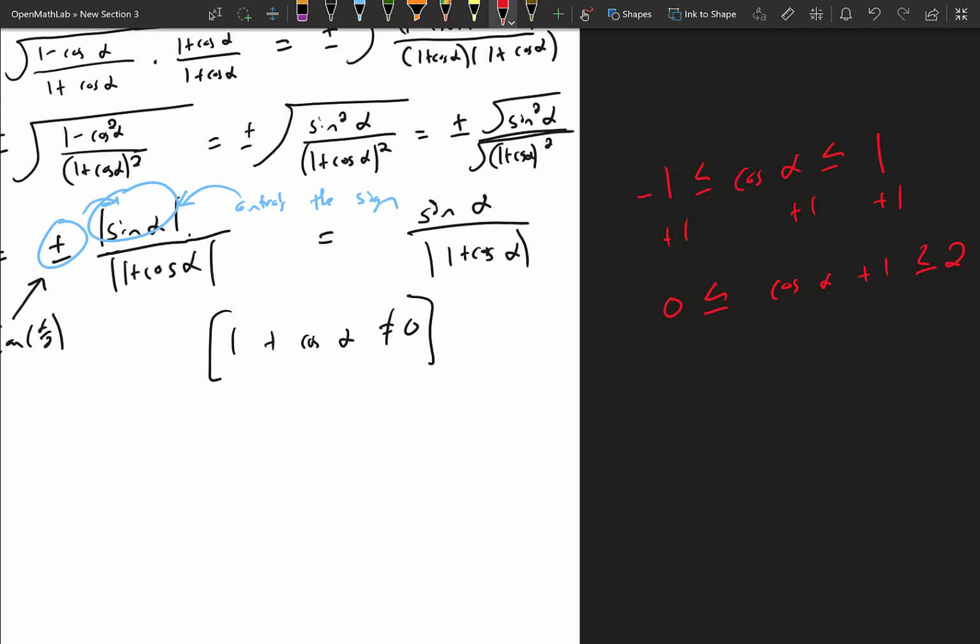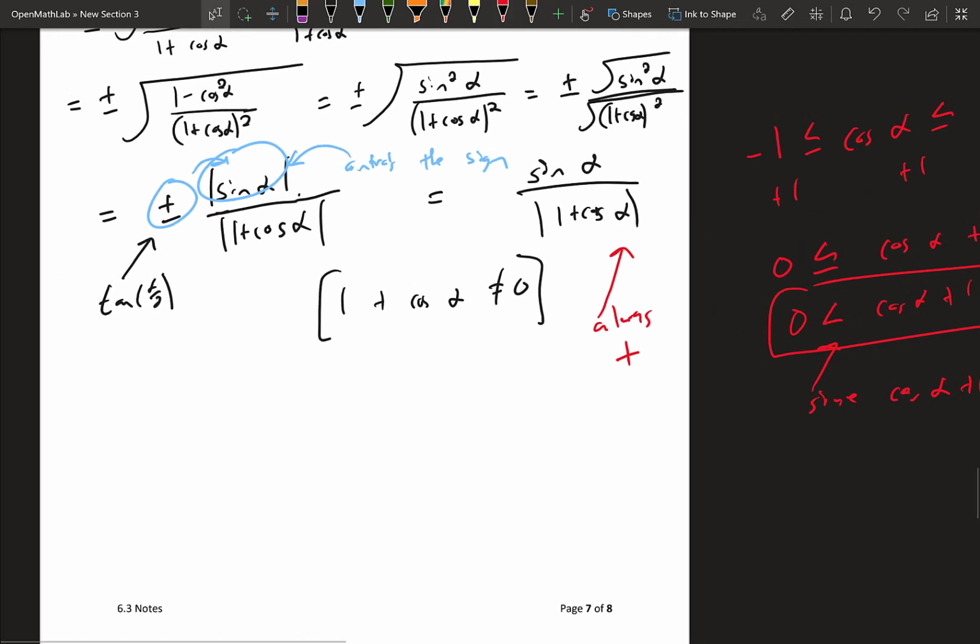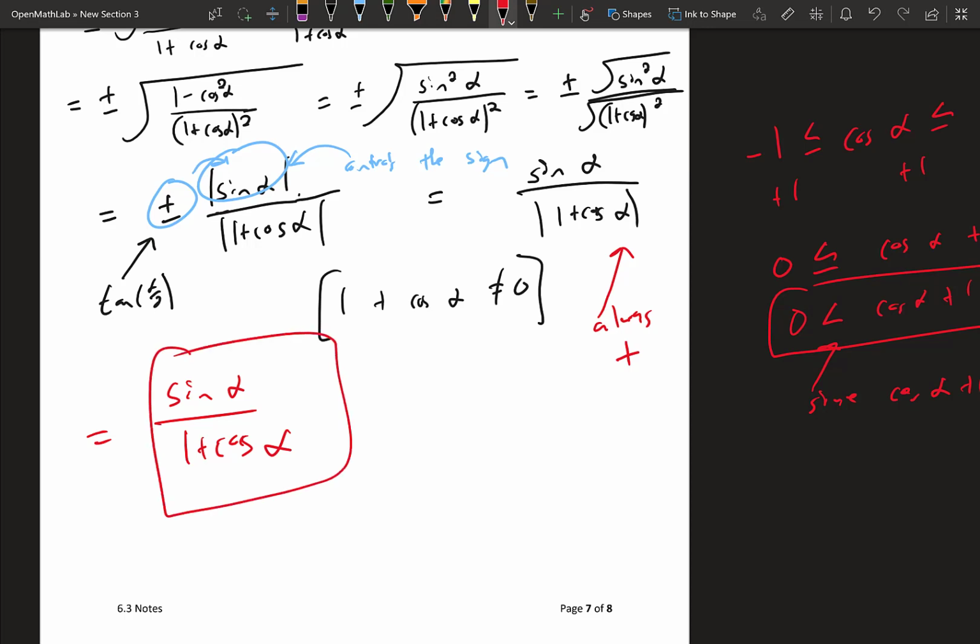But since cosine of alpha plus 1 can't be equal to 0, we can say that 0 is less than cosine of alpha plus 1, which is less than or equal to 2. So we just threw that out. In other words, that's always going to be positive, so we don't need those absolute value bars. So this would just be equal to sine alpha over 1 plus cosine alpha. Right, so we get what we are after.